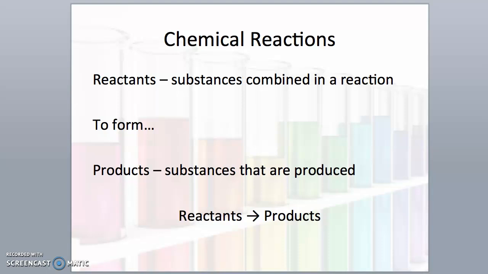Chemical reactions are written left to right with an arrow. The compounds or elements to the left of the arrow are reactants, and to the right are products. Reactants produce products.